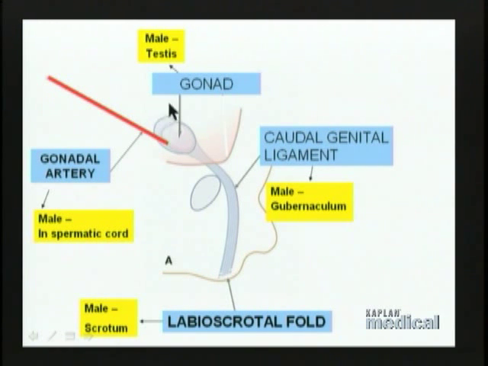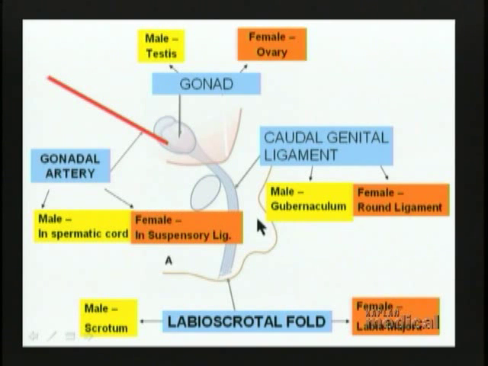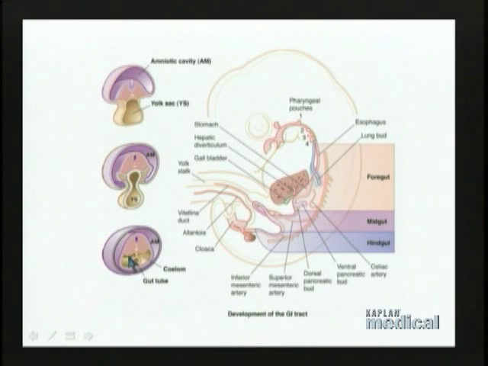So in the female, the gonad becomes the ovary, the caudal genital ligament becomes the round ligament, the labioscrotal fold becomes the labia majora, and the gonadal artery stays inside the pelvis, and it's in a structure called the suspensory ligament of the ovary. So the only real difference, and that allows organs that should be within the abdominal cavity to be out free in the amniotic cavity, directly in contact with amniotic fluid.